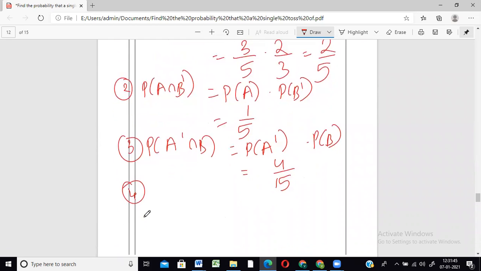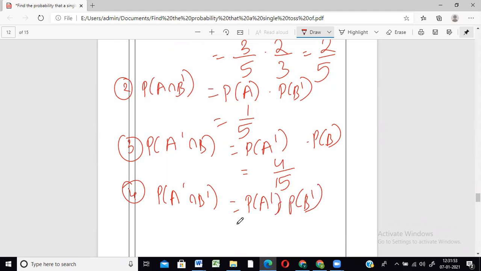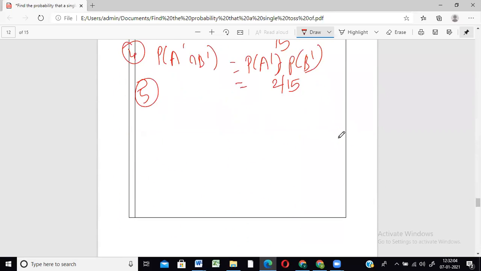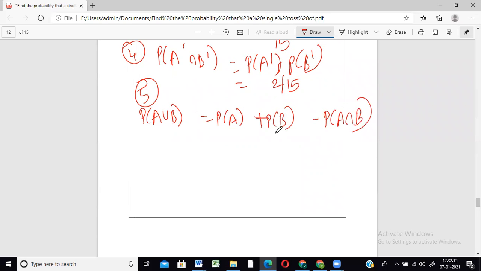And then the next one is probability of A dash intersection B dash, which is the same as probability of A dash into probability of B dash. When you multiply both values, you get 2 by 15. And the last one is probability of A union B. We can easily find the union using the addition theorem. Probability of A union B is probability of A plus probability of B minus probability of A intersection B.